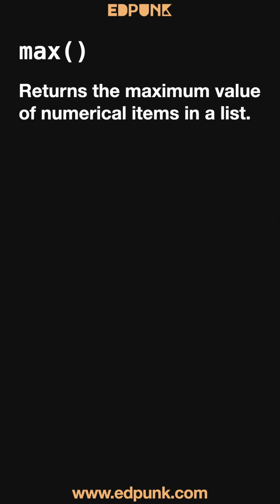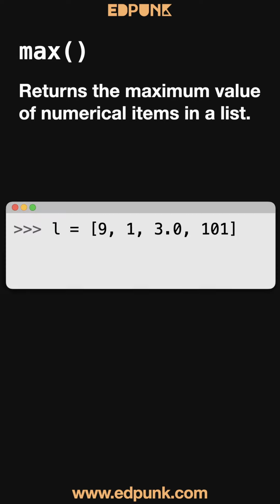Moving on to the next function. The max function returns the maximum value of numerical items in a list. For example, let us assign a list containing items int 9, int 1, float 3.0 and int 101 to a variable L. Now, executing max of L returns the item having maximum value in the list L, that is 101.